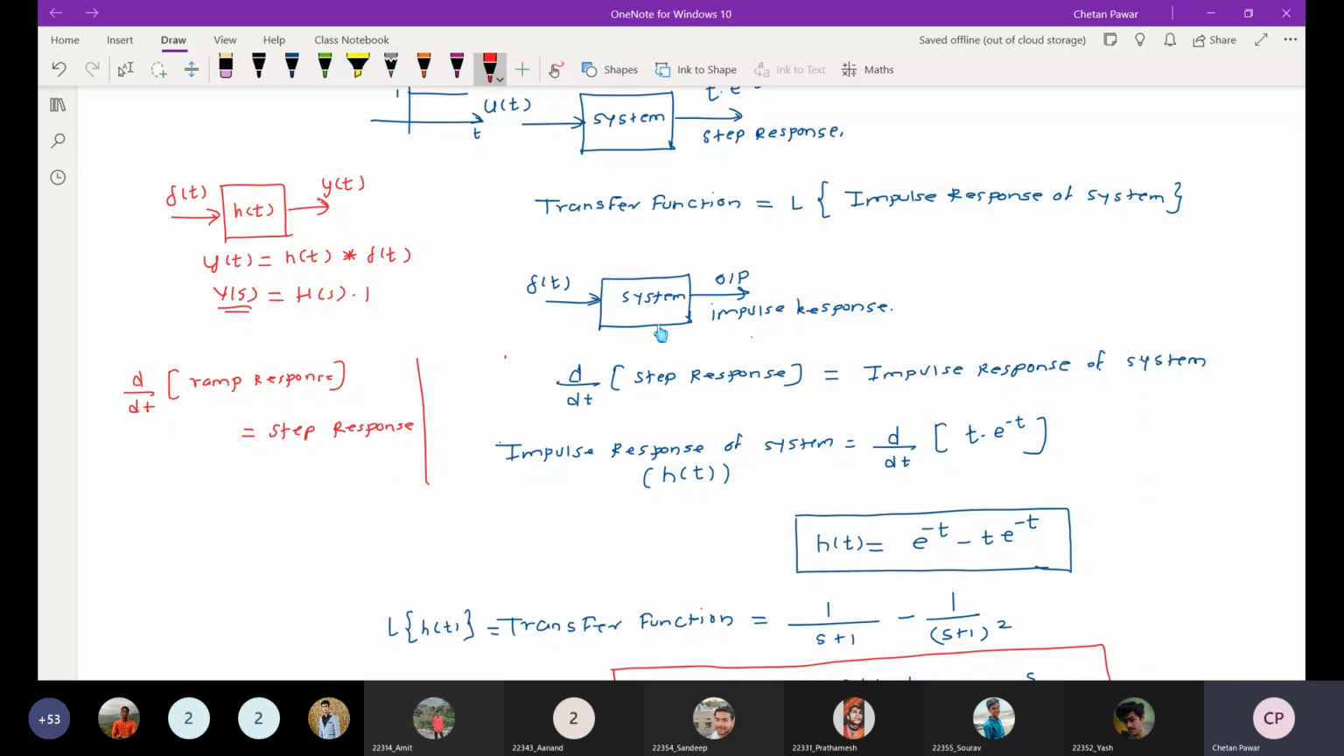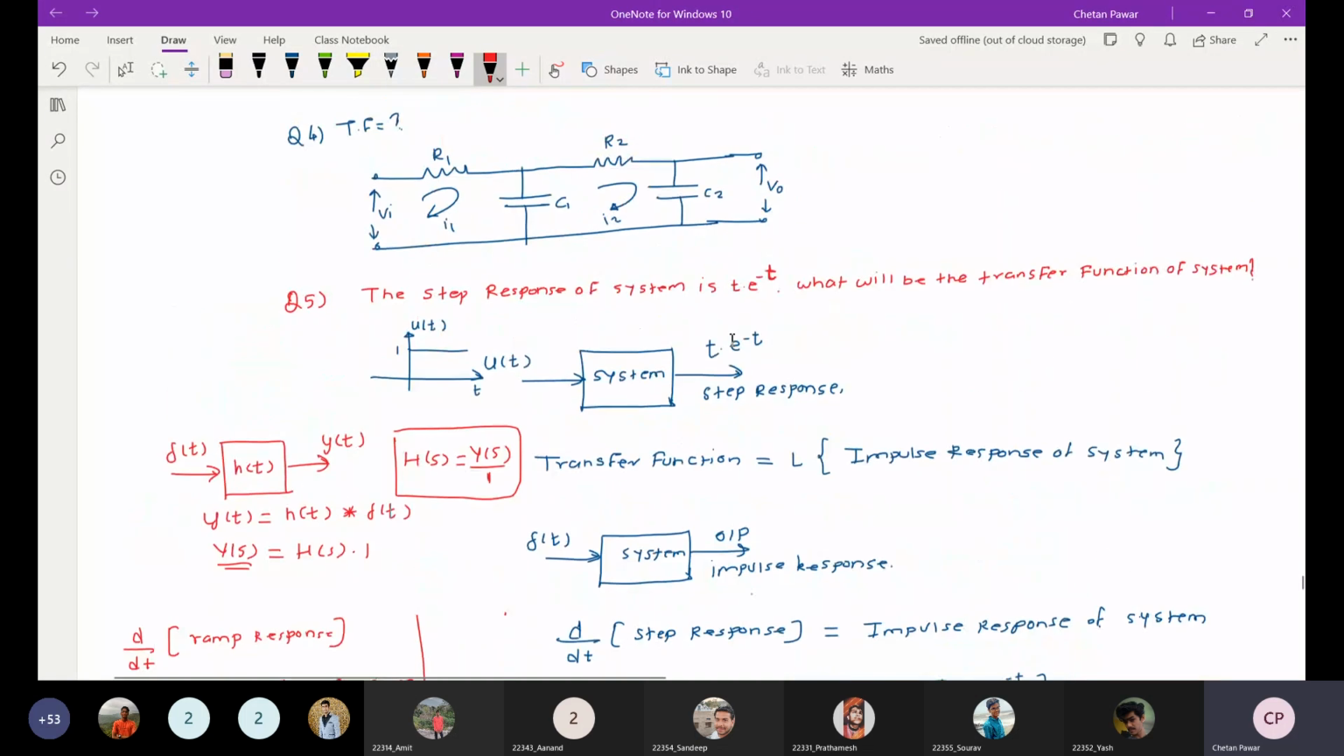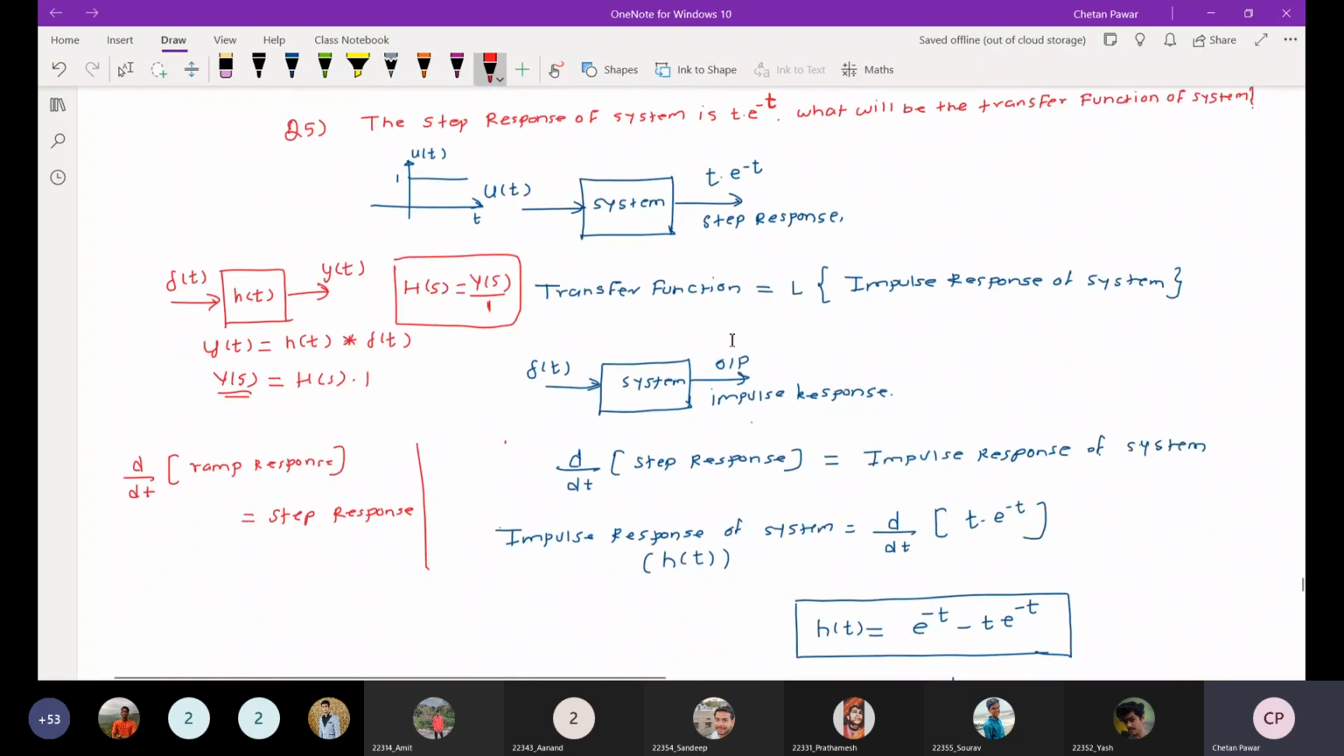So here H(s) is what? We can say Y(s) upon 1. So Y(s) upon whatever input we have applied, that is, the Laplace transform of the input. So this way, if you take the Laplace transform of the impulse response of the system, we get the transfer function. Okay, so this way you can solve such problems.